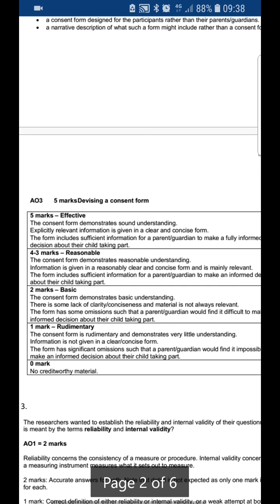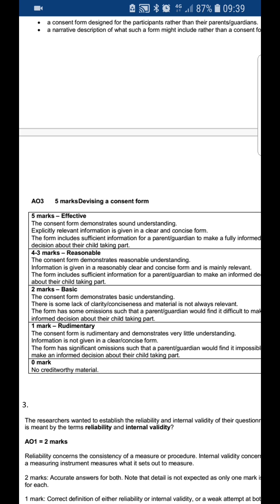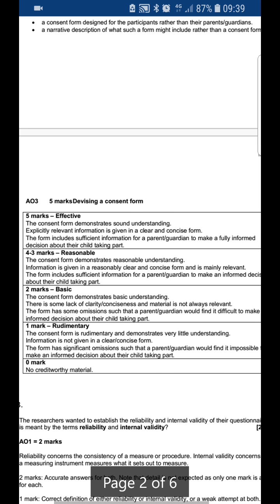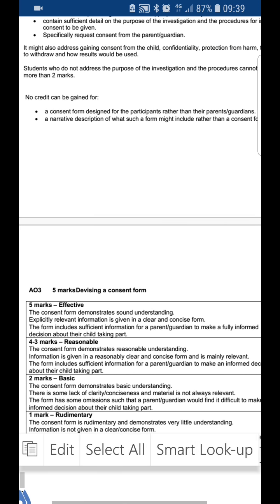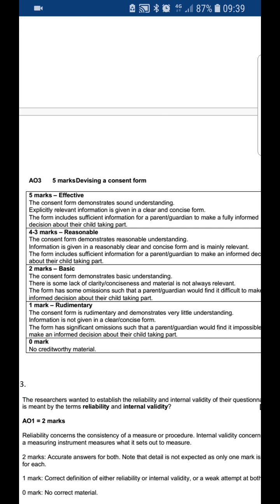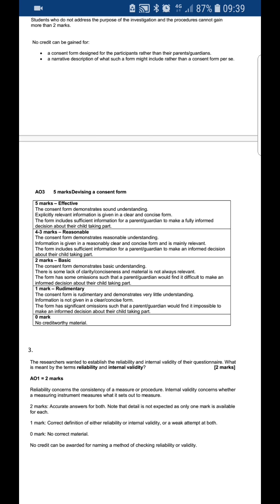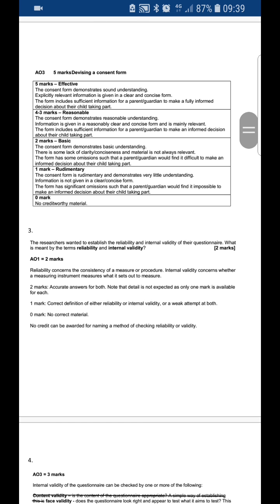So for a lot of my students, I put them into 3, which was reasonable. There was some clear and concise information given, and it was mainly relevant, and it did have sufficient information for the parent or guardian to make an informed decision, but it just wasn't elaborated enough. So a lot of you got 3 marks, and I also put a lot of students into 2, where I just didn't think that if the parent or guardian was filling in that consent form, they knew enough about what the investigation was going to involve for their child. So that question is very, very easy to pick up marks if you did everything the question was asking you for, and if you knew what to include in a consent form.